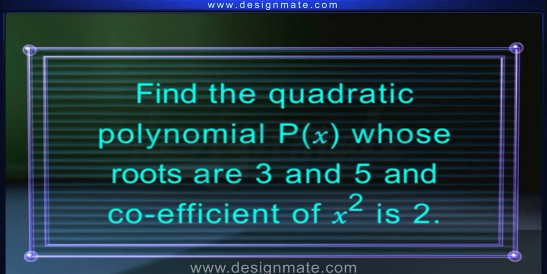Illustration. Find the quadratic polynomial p(x) whose roots are 3 and 5 and the coefficient of x square is 2.